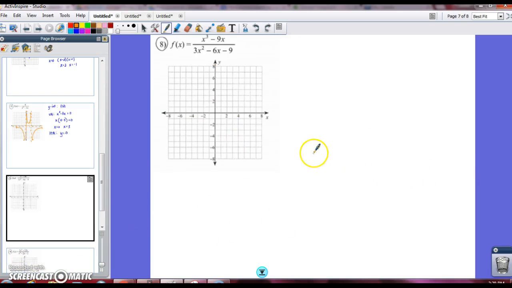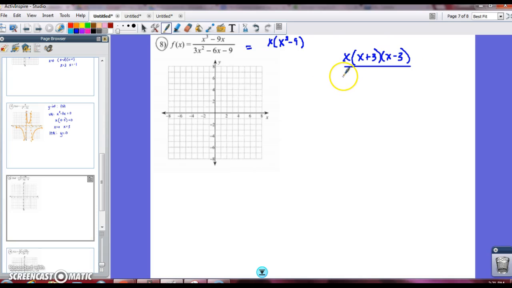Okay, in the next problem, we have a little bit more work to do because we need to reduce our original problem. So when we reduce this, we can factor the numerator and the denominator. If I factor the numerator, I end up with x times x squared minus 9, which gives me, let me write it over here, x times x plus 3 times x minus 3 in my numerator. And my denominator, when I factor out a 3, I end up with x squared minus 2x minus 3.